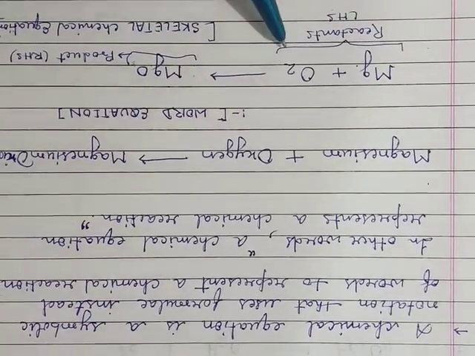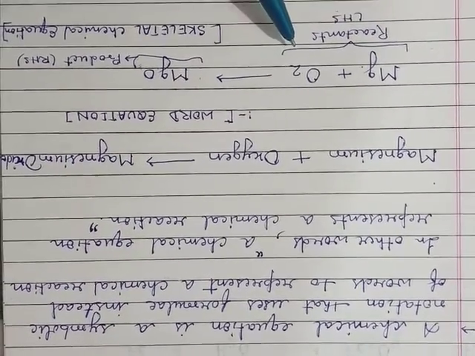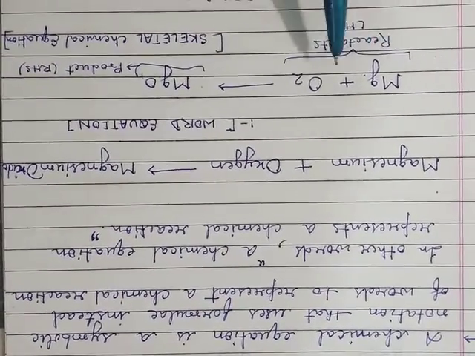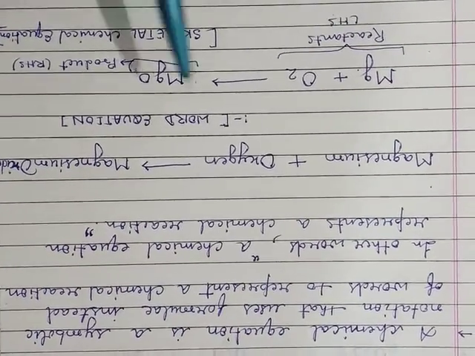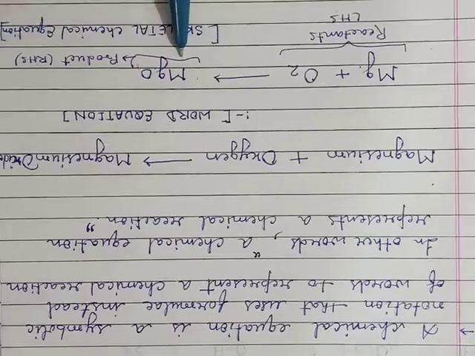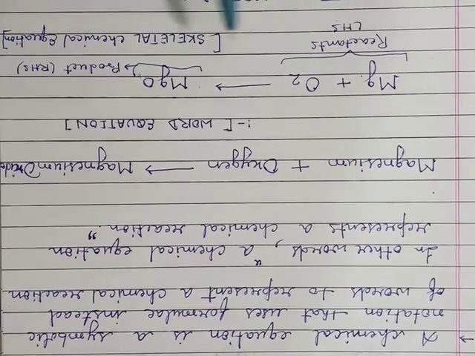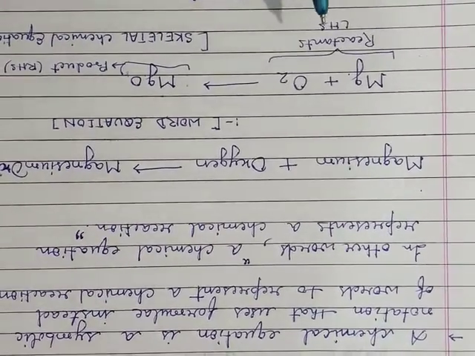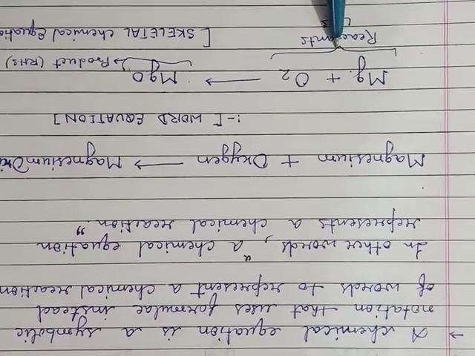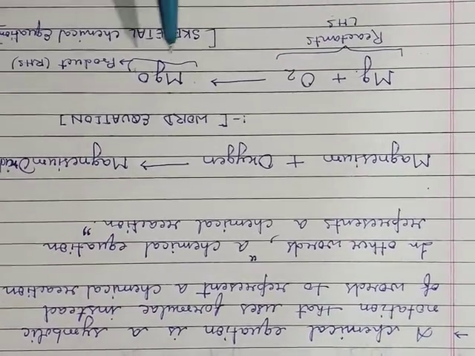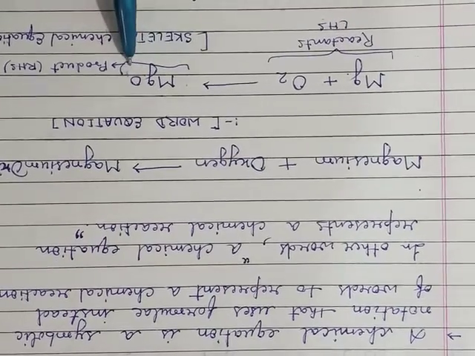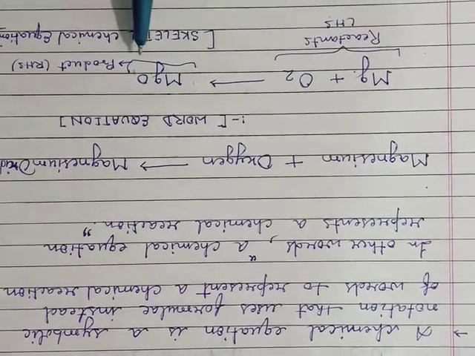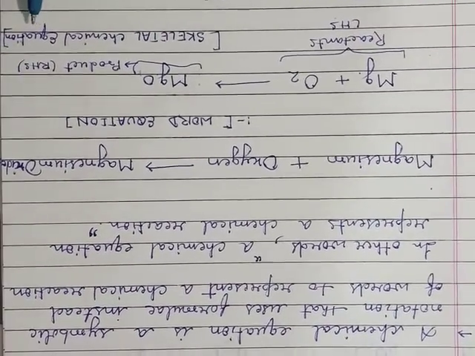You have studied in your previous class, class 9, the law of conservation of mass, which says that the number of atoms in the reactants and the number of atoms in the products always remain the same. Then the equation is said to be a balanced chemical equation. So we first check whether the number of atoms of each element in the reactants and in the products are the same or not. If it is not the same on both sides, then it is called a skeletal chemical equation.